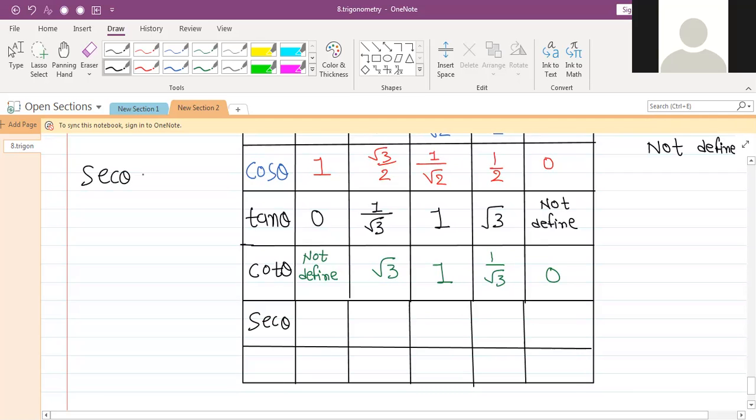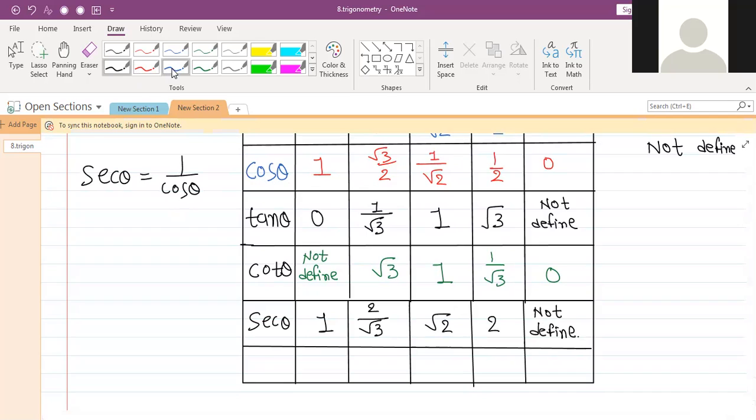You know that sec theta is equal to 1 upon cos theta. Here these values are cos theta, so 1 upon cos 0 is 1 upon 1, that is 1. 1 upon root 3 by 2 is the reciprocal of this value, that is 2 by root 3. Then we have root 2, 2, and here 1 upon 0 is not defined, because dividing by 0 is not defined. Any number divided by 0 is not defined.